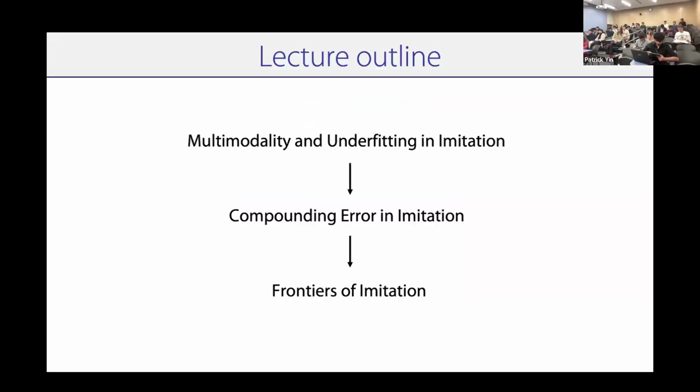Okay. So the outline, we have about 45 minutes. We'll try and cover a little more about multimodality and underfitting. I'll remind us what we talked about last time. We'll talk a little more about the compounding error problem and how we can fix it. And then we'll talk about a few frontiers in imitation learning and what's exciting.